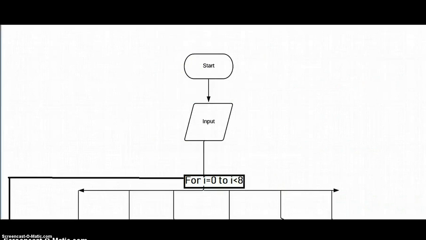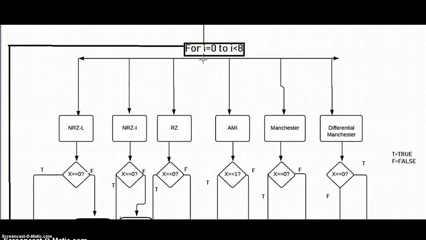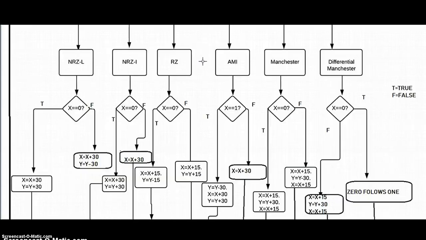Now we will study the flowchart. When the process starts, user will enter some 8-bit binary input. So the for loop will work till 8 bit, means for loop will work 8 times. This binary data will go into NRZL, NRZI, RZ, AMI, Manchester and differential Manchester. If the input is 0, then this process will occur, and if the first input data is 1, then this process will occur. Similarly, for every bit there will be some kind of processes.